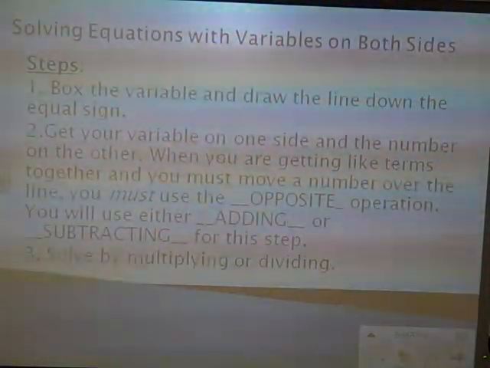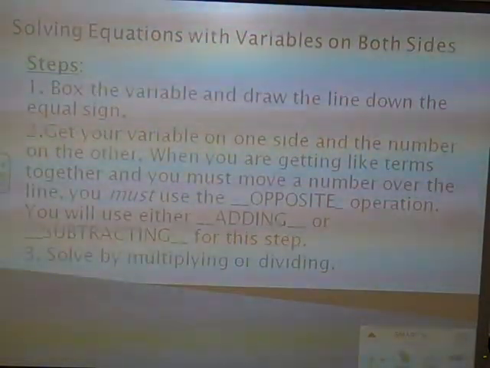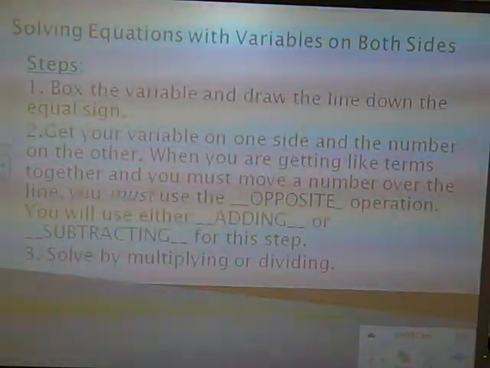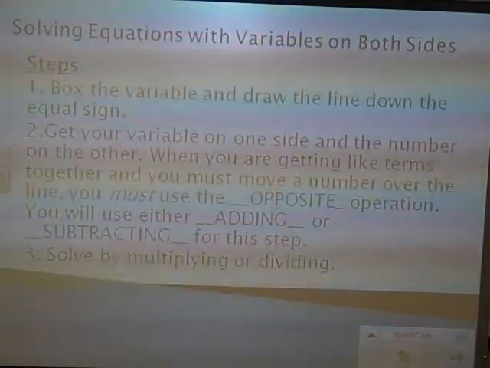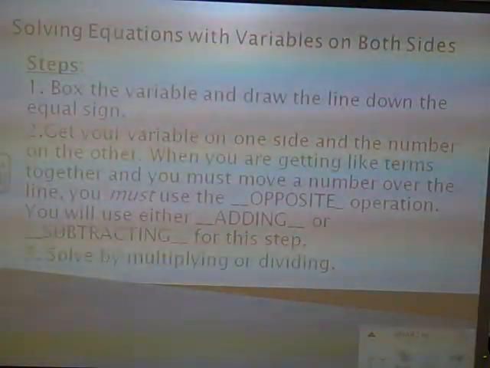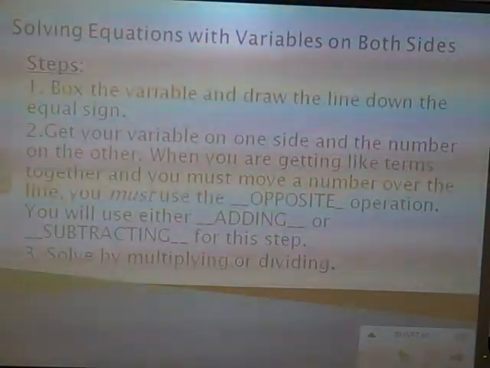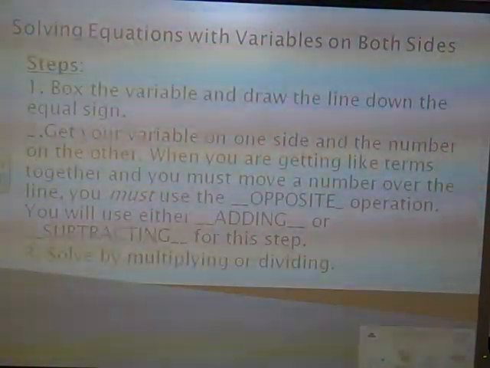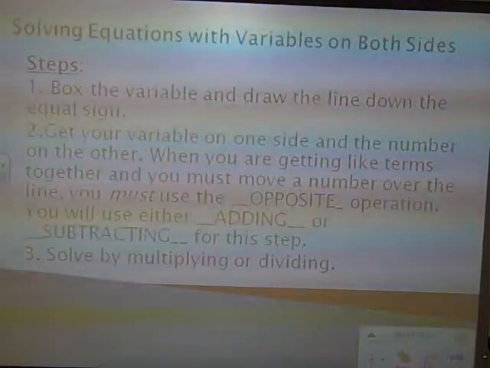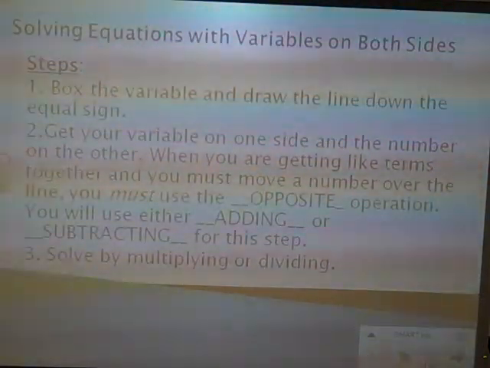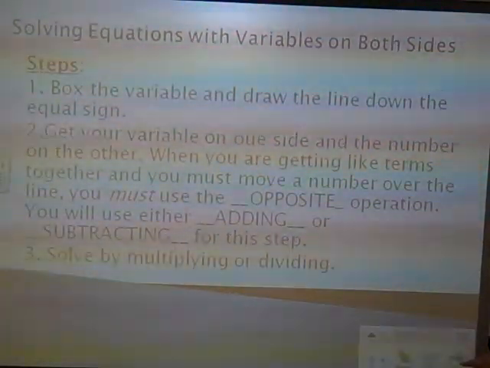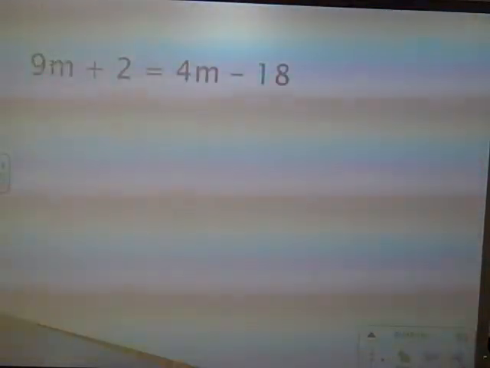And so when you're getting like terms together and you must move a number over the line, we're going to go ahead and do the opposite operation just like we've done before. So we're either going to have to add or subtract. And that even goes for the variables as well, to move them from one side to the other. We're going to add or subtract them. And then we're going to go ahead and solve by multiplying or dividing. So pause your video or check your notes to go ahead and write these down.